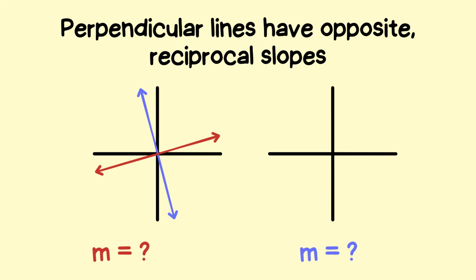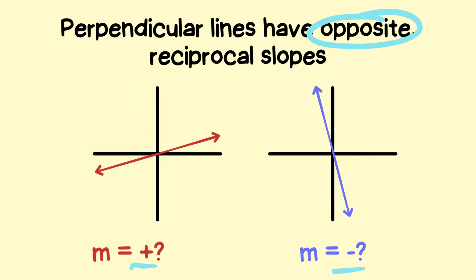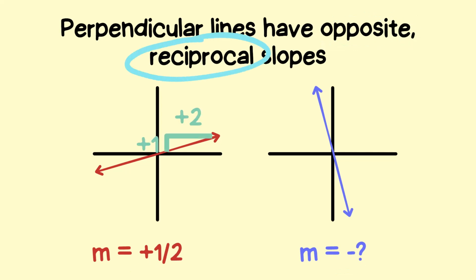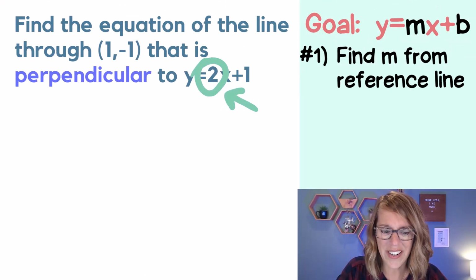So in my example here with the red line and the blue line, notice how they cross at a nice square or 90-degree corner. If my red slope is positive, which it is, that means that my blue slope is going to be negative. That's the opposite part. The reciprocal part means that we're going to flip the fraction. So if my red line has a slope of 1/2, my blue line is going to have a slope of 2/1. That gives me a slope of -2/1 or -2. Okay, back to our example.